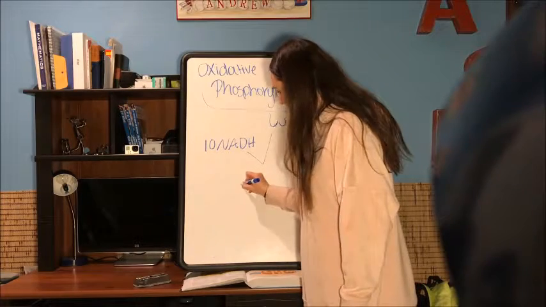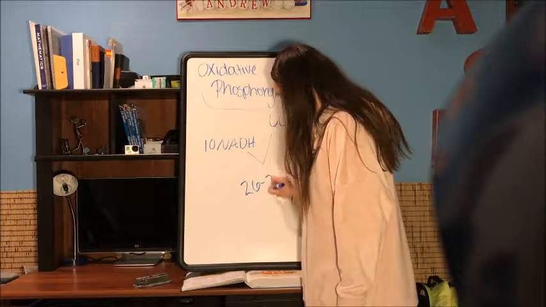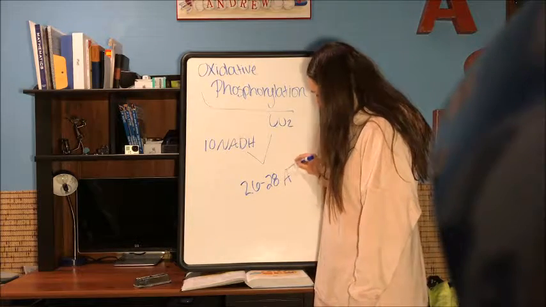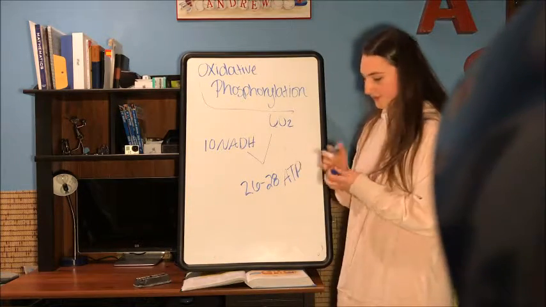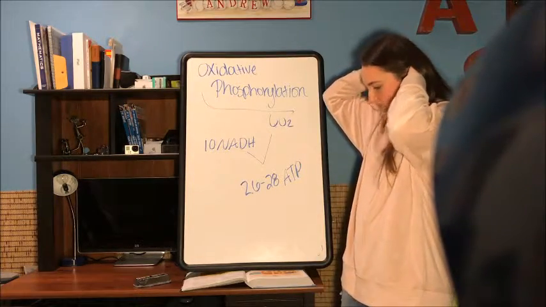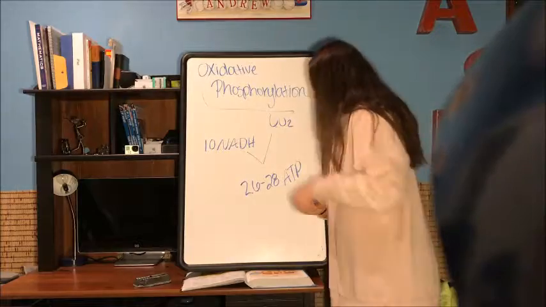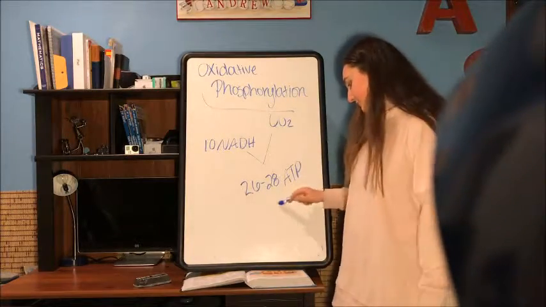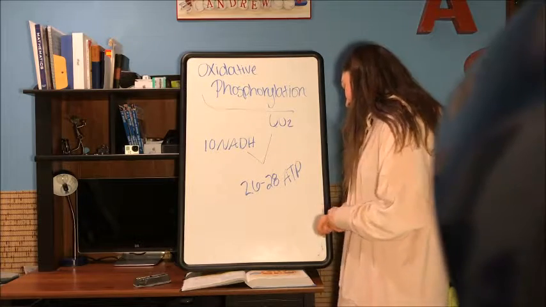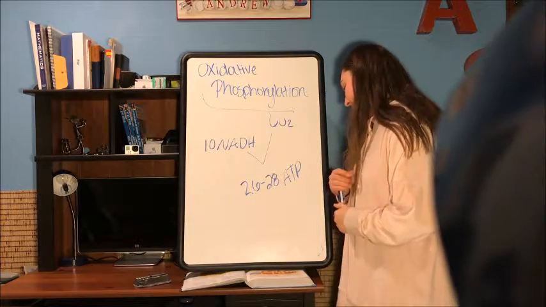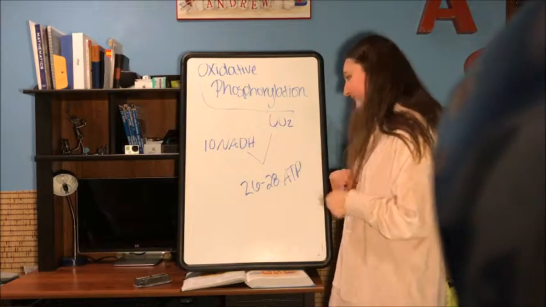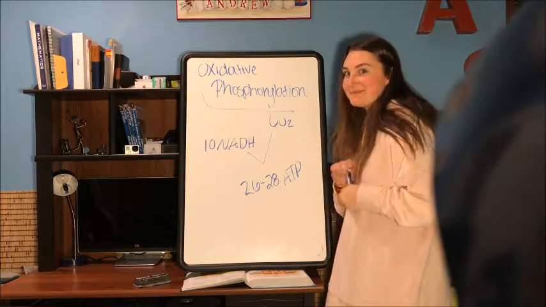And that produces 26 to 28 ATPs, which is the most amount out of each cycle of cellular respiration. And it varies because of how the shuttle of transport electrons from NADH travel.